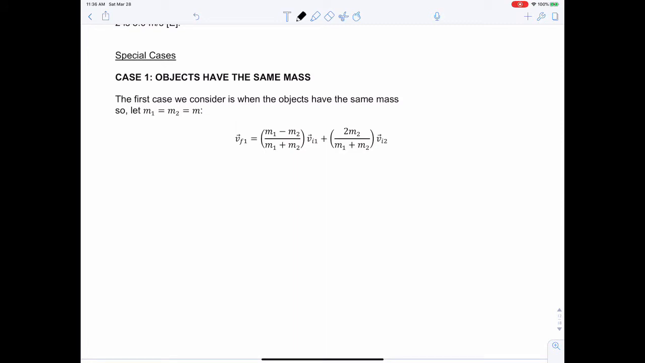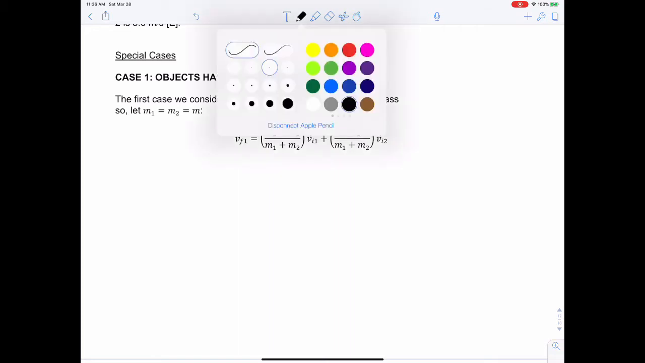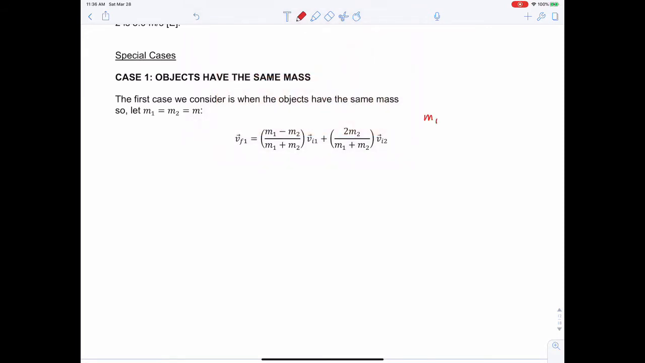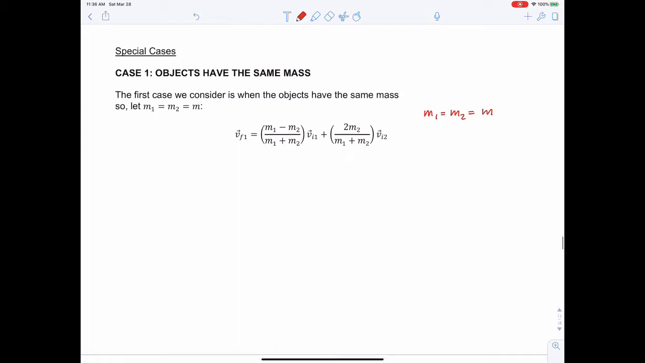Okay, let's look at some special cases. The first special case is one in which the objects have the same mass. There are a lot of practical applications of this. For example, if you ever play pool, you know that all the billiard balls have the same mass, so you can observe some of the concepts and even predict some of the behaviors. We'll assume that m1 is equal to m2, and we'll just call this mass m.